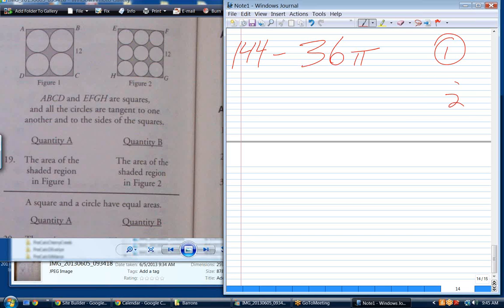For figure 2, so figure 2 is 144 minus, what's the area of each of these circles? 4 pi. Correct? Yeah. And there's how many of them? 3. 9 circles? Oh, yeah. Oh, I'm sorry. I'm counting up. They're the same.